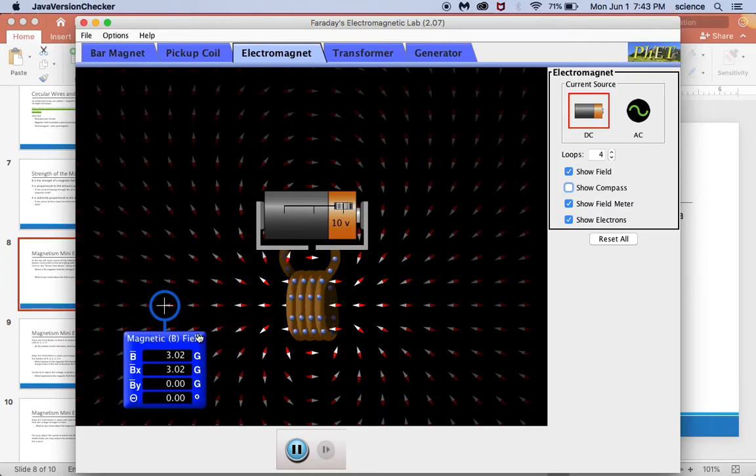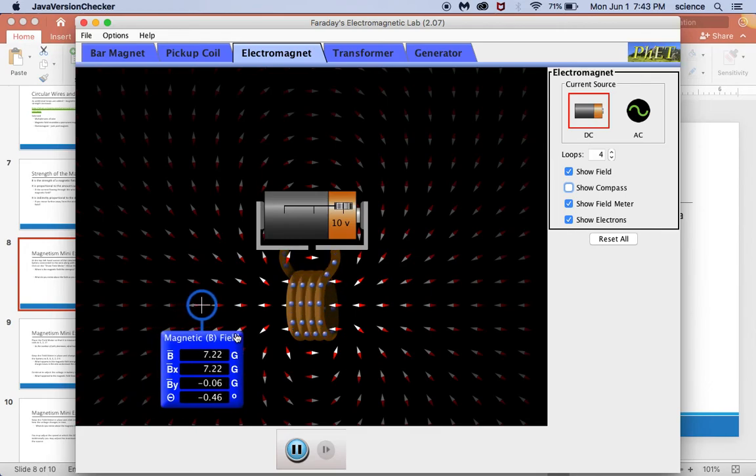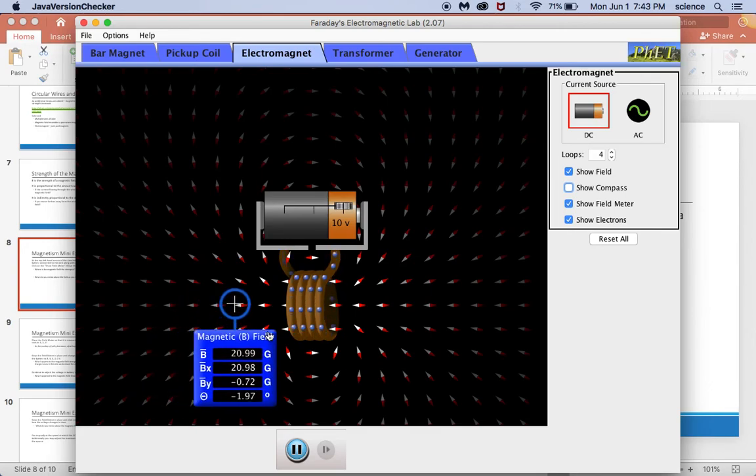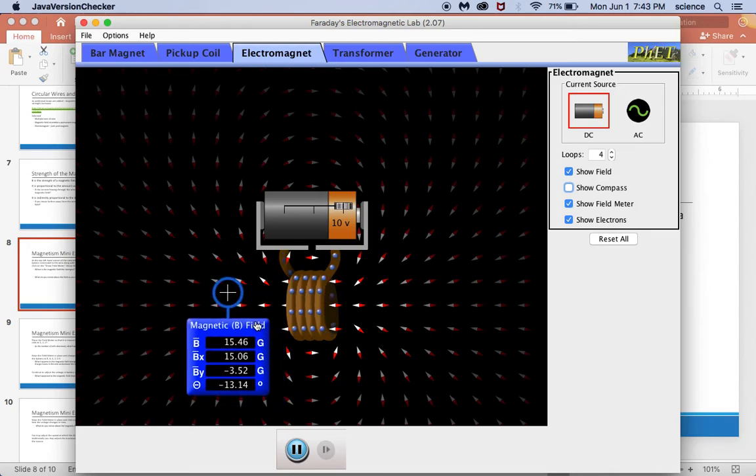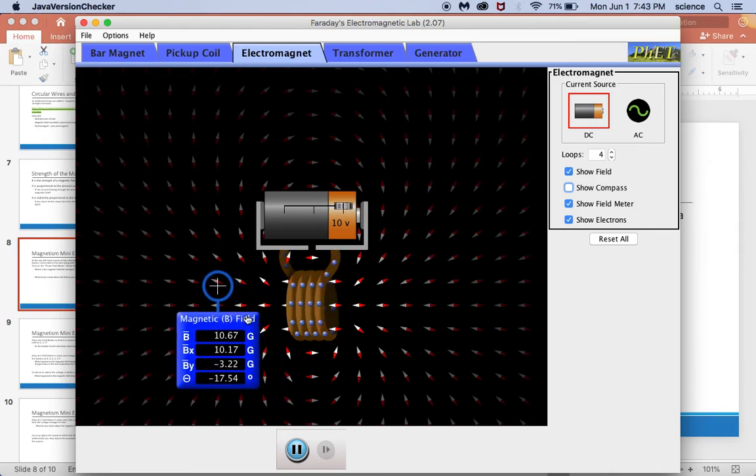And let's see what happens as I get closer to the coils. The magnetic field strength is getting very strong as I get closer and closer to those coils, and as I get further and further away, the magnetic field strength decreases.